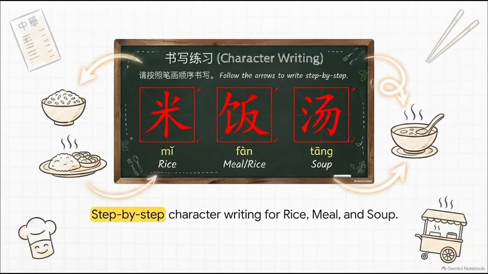Every great meal starts with the basics, right? And in Chinese, that means understanding these foundational food characters. We've got mi for raw rice, fan for cooked meal or rice, and tang for soup. Now, do you notice those little arrows inside the red boxes? Those indicate the exact stroke order. Writing these characters isn't just about drawing a picture, it's a very specific sequence of strokes. Following this exact order helps commit the shape of the vocabulary word to your physical and visual memory, which is absolutely crucial for recognizing these words later on a menu.